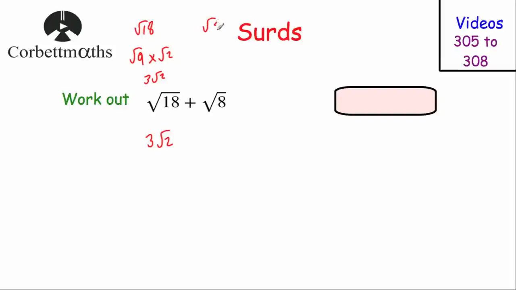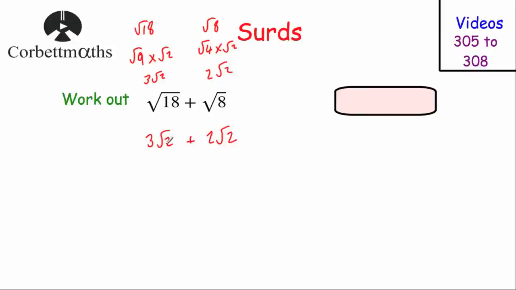And root 8, well, the biggest square number that's a factor of 8 is 4, so we're going to write root 4 multiplied by root 2, and square rooting the 4 would give us 2 root 2. So root 8 would be 2 root 2. So instead of root 18 plus root 8, we would have 3 root 2, or 3 lots of root 2, plus 2 lots of root 2.